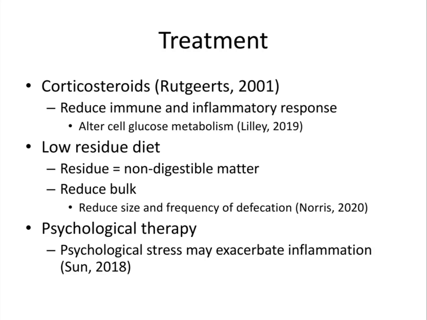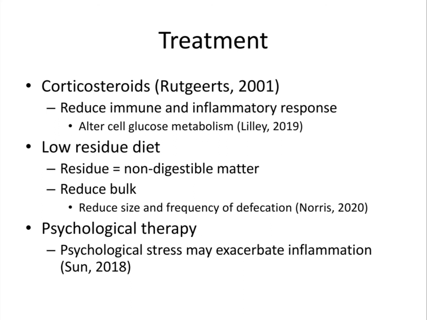Treatment of Crohn disease may include corticosteroids. These drugs work by altering cell glucose metabolism to reduce the immune and inflammatory response. A low-residue diet may be prescribed. Dietary residue is non-digestible matter. The goal of the diet is to reduce bulk in order to reduce the size and frequency of defecation.